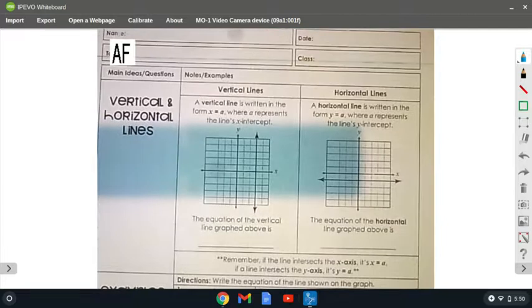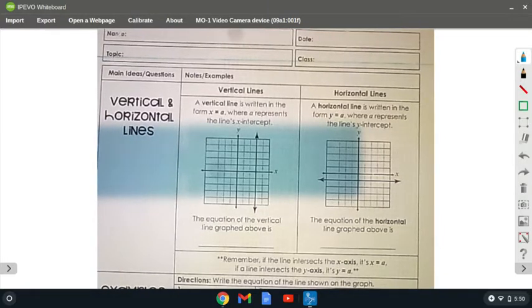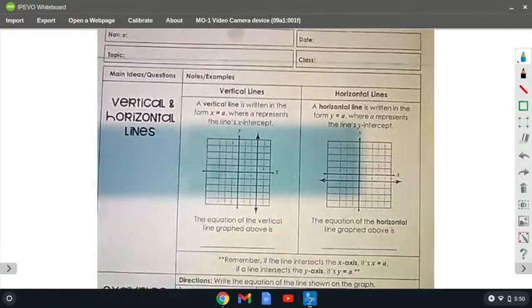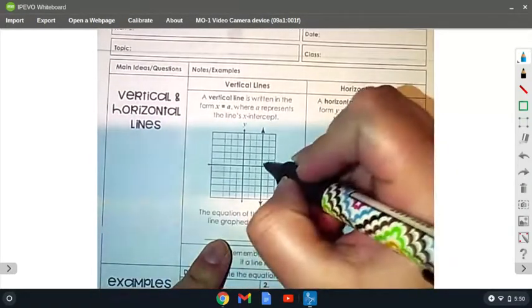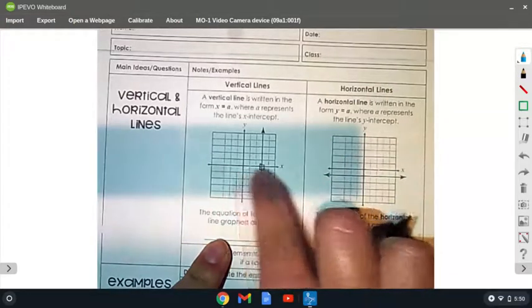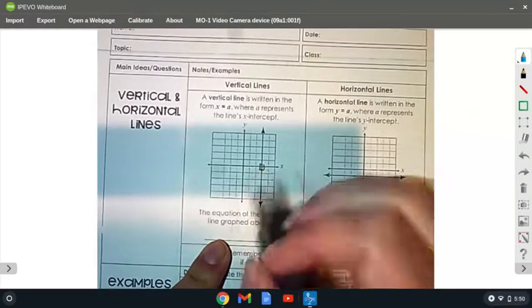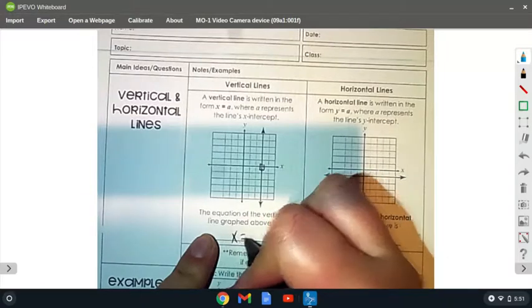So today we're going to start talking about vertical and horizontal lines. A vertical line is written in the form x equals a, where a represents the line's x-intercept. So if I'm looking at this line, I would write the equation. I would look at where the line is crossing the x-axis. It's crossing it at 1, 2, 3. So my line would be x equals 3.